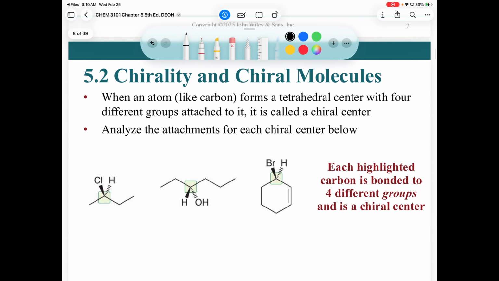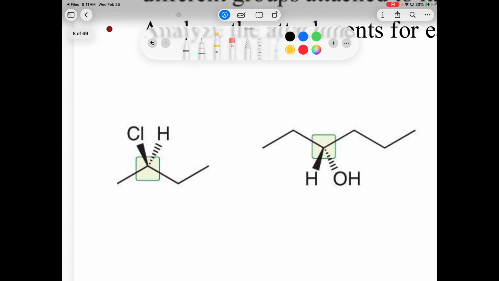When an atom like carbon forms a tetrahedral center, and we're going to be dealing with sp3 hybridized carbons because the carbon has to be sp3 in order to be tetrahedral, with 4 different groups attached to it, it's called a chiral center. Analyze the attachments for each chiral center below. It turns out that each one of these carbons highlighted in green is chiral. But let's go over why they're chiral.